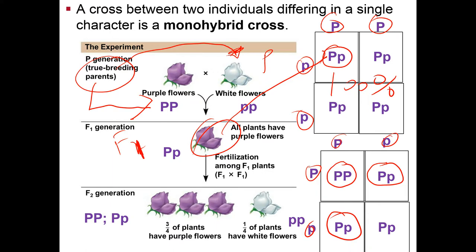You would expect that from this cross, one out of the four individuals, or a quarter of your offspring, would have white flowers. So they're homozygous recessive. So here you see the disappearance of the recessive phenotype, and then you see it reappear. So this is why the blending hypothesis does not hold true.